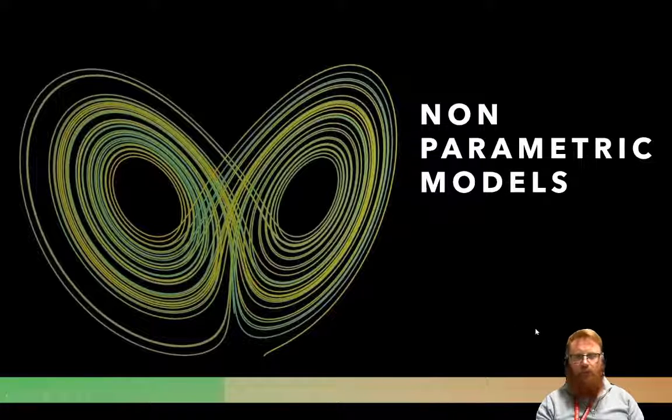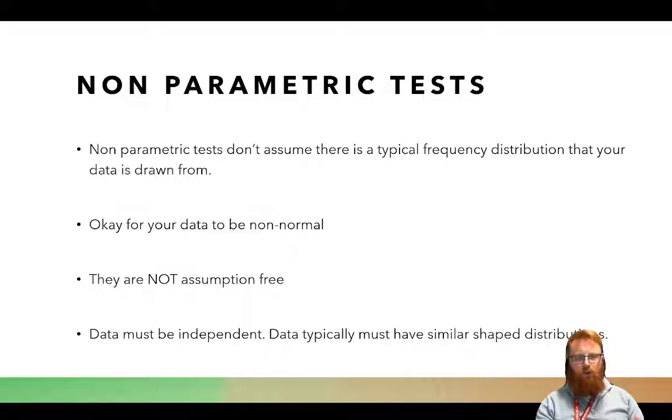And finally, we have one short video on non-parametric models. Non-parametric tests don't assume that there is a known frequency distribution that your data is drawn from. So it's okay for your data to be non-normal. Typically, all they assume is that your data is ordinal, which just means that you can sort your data from smallest to lowest, so the data doesn't even need to be continuous.